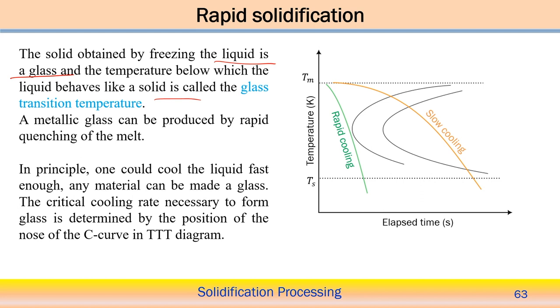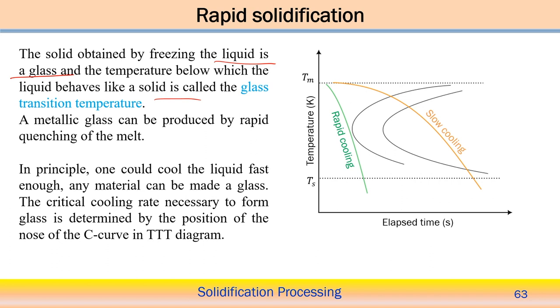So metallic glass can be produced by the rapid quenching of the metal. Metallic glass means the structure is like a glass structure, and it is produced even from liquid metal if we follow rapid solidification.